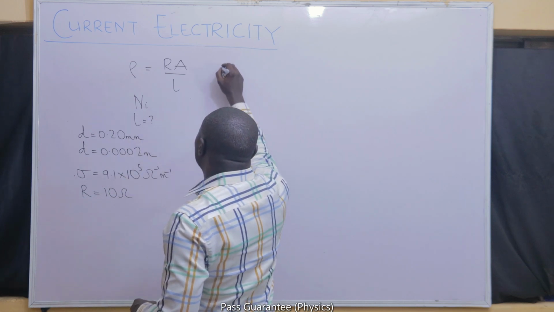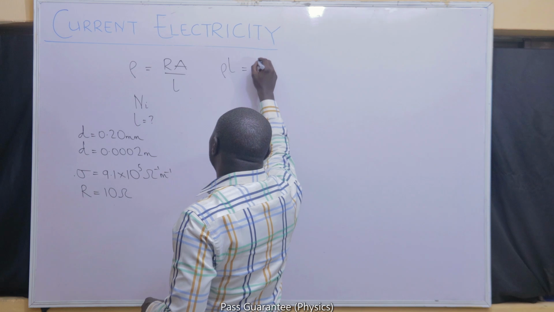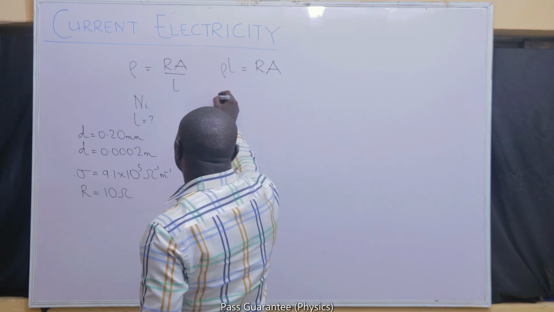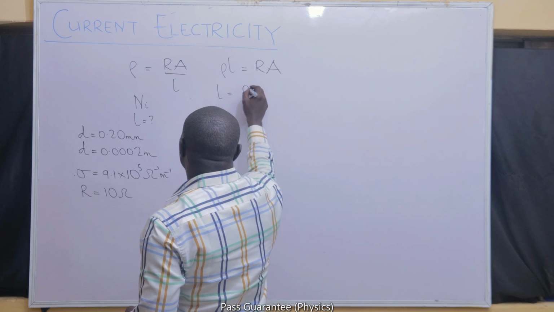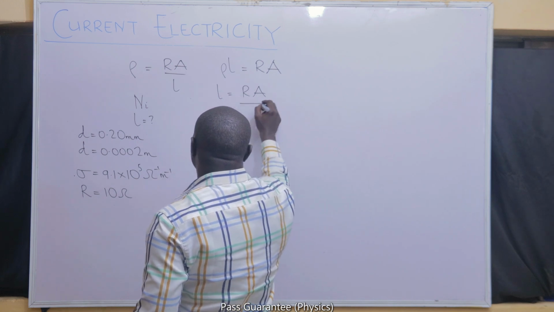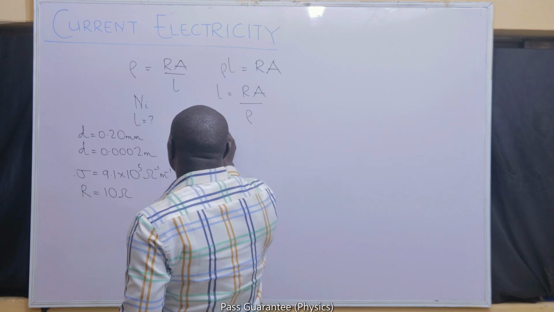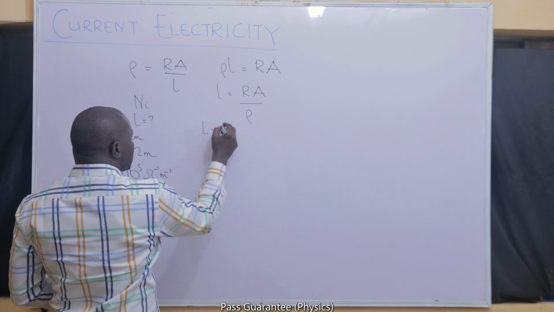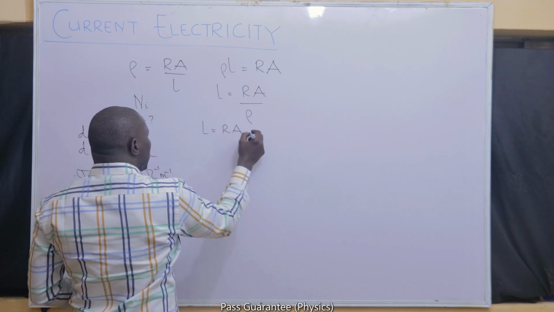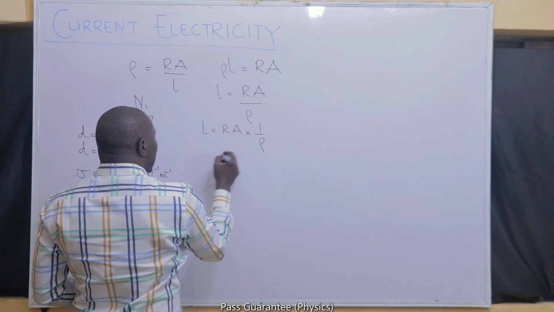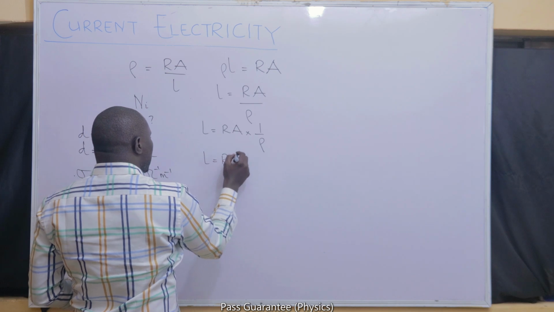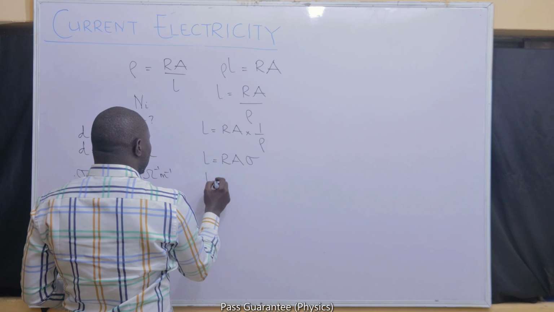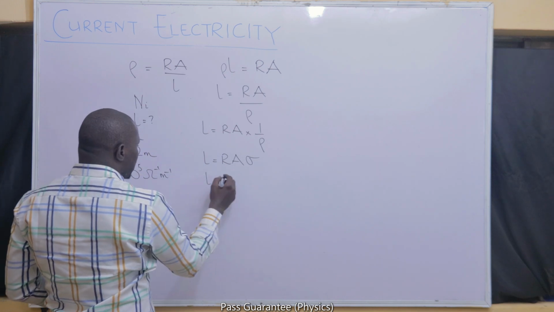If I cross multiply, I will have rho L is equal to Ra. If rho L is equal to Ra, it simply means that the length must be equal to Ra all over rho. Mind you, I've not been given the rho here, but I can bring it out from this equation. I can say that this should be Ra multiplied by 1 all over rho. I can now say that the length is Ra multiplied by 1 all over rho, where 1 over rho is the conductivity. So the length must be equal to, the resistance is 10.